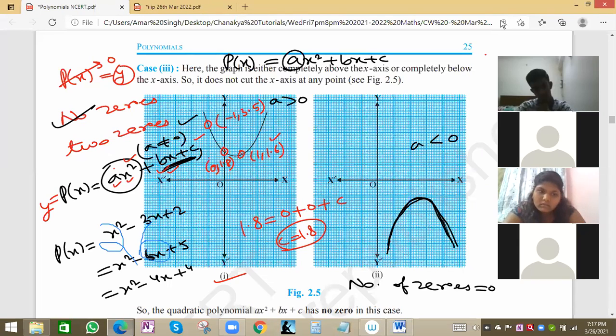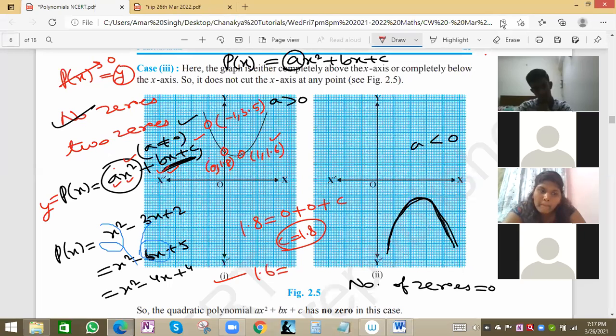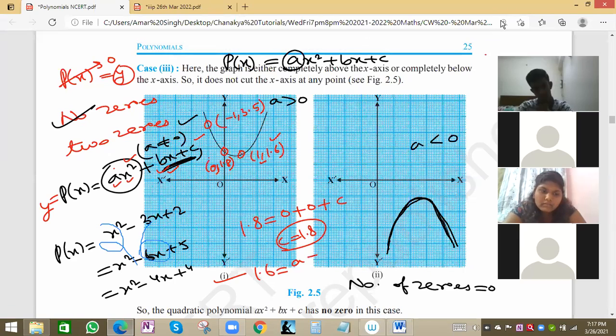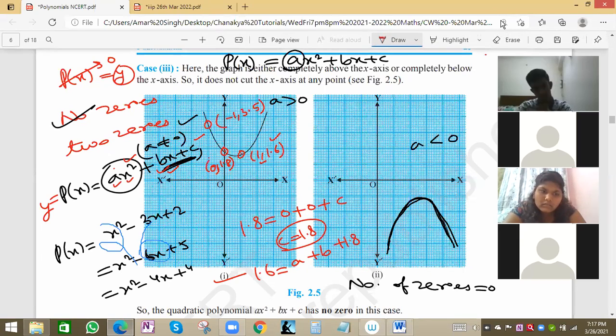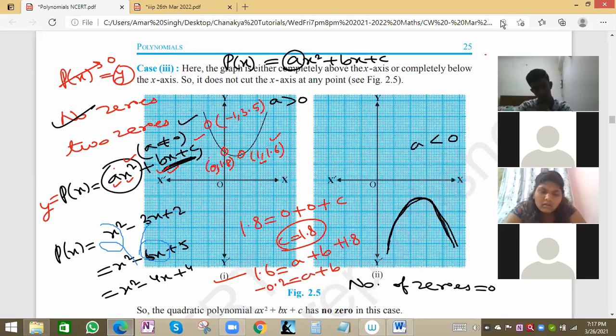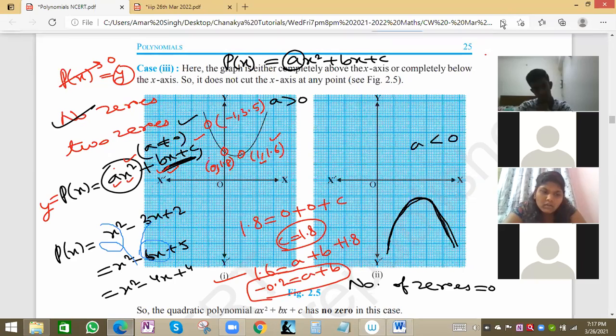Similarly we can write for this one. So y is 1.6, x is 1. So a into 1 square, 1, plus b into 1, b, plus c, which is 1.8. So we got this value of a plus b as minus 0.2. This is the second equation. And the third equation we will get from the third point.